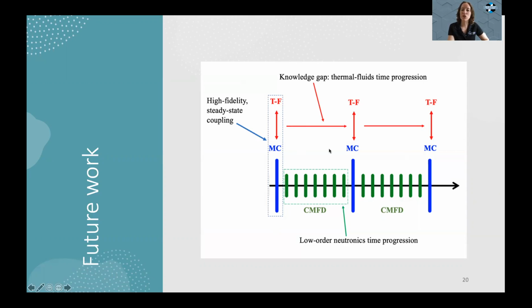Today, I have presented to you mostly this part of the coupling scheme, where Monte Carlo and a coarse mesh finite difference solver are coupled to advance neutronics in time. Early on in grad school, I focused on this coupling between Monte Carlo and the thermal fluid solver at steady state. So the remaining question is, how do we propagate thermal fluids properties in a way that is compatible with how the neutronics is evolving?